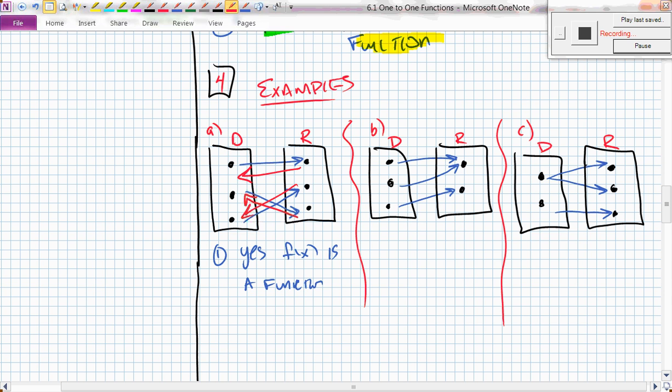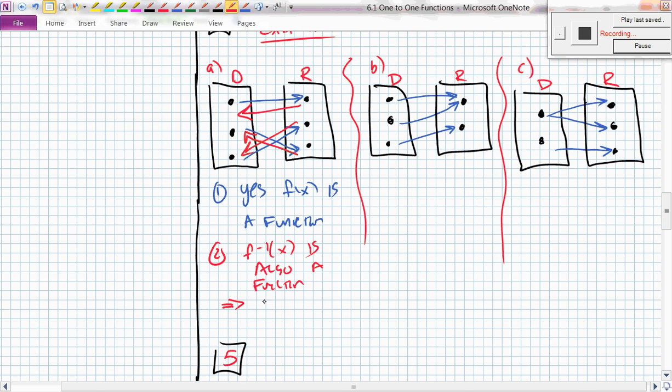Alright, looking at my red graph now, does my red graph also represent a function? Yes, and it also represents the inverse. So number 2 would be like f inverse of x is also a function, right? Okay, so that would tell you what? Yes, that would tell you that f of x is 1 to 1. Because 1, we have a function to begin with. 2, we have an inverse that's also a function, therefore it's 1 to 1.